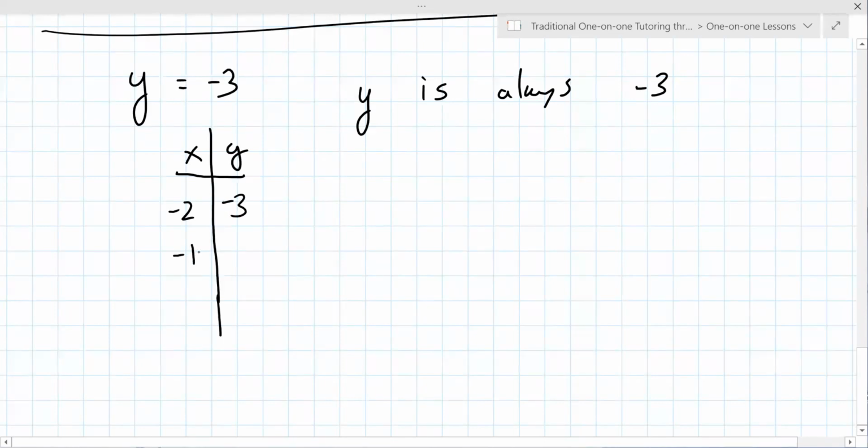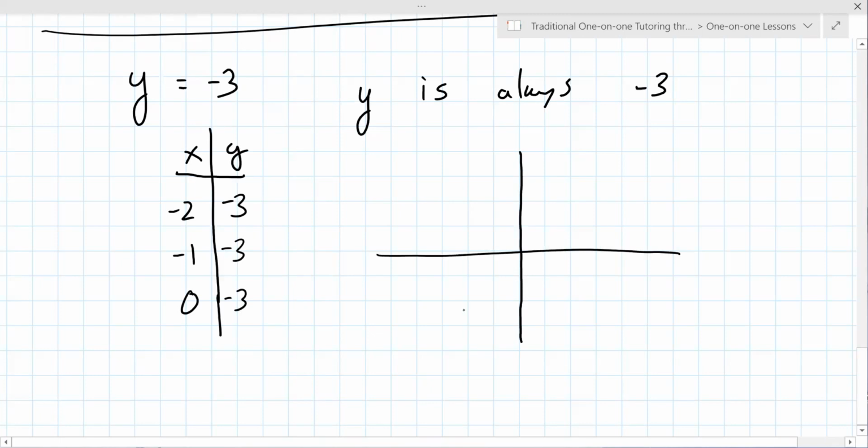What if x is -1? It's still -3. That's right. How about when x is 0? -3. And so on. When we graph this, (-2, -3), (-1, -3), (0, -3), it's a horizontal line. Is this clear?